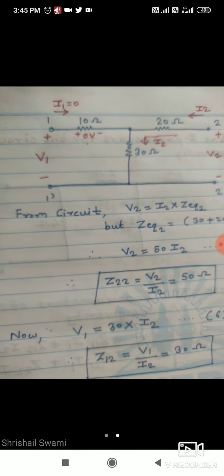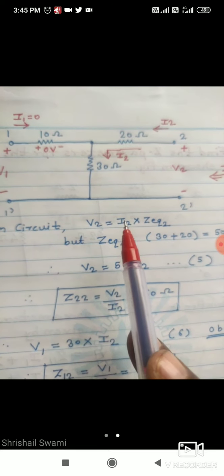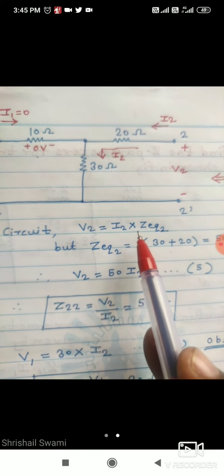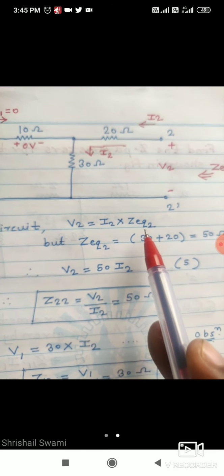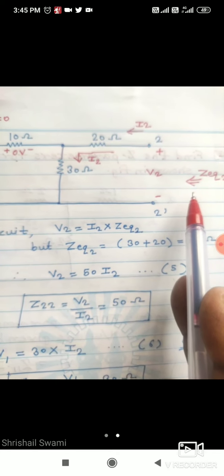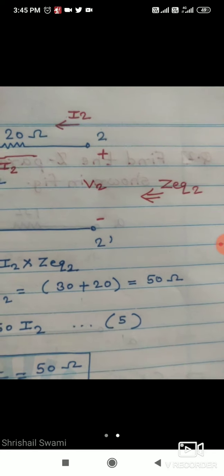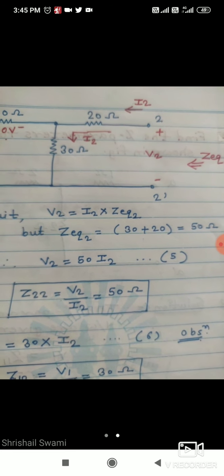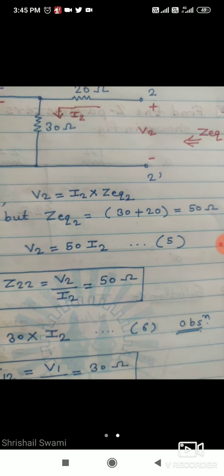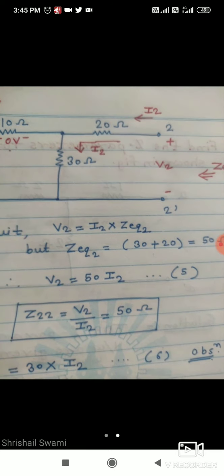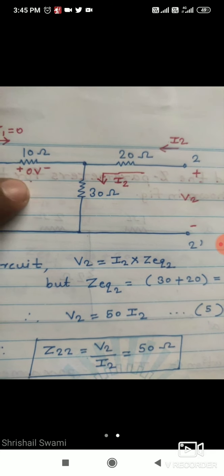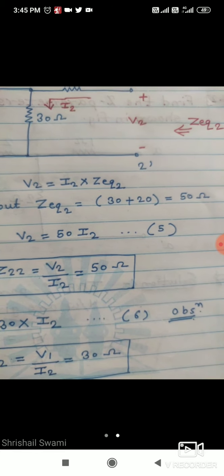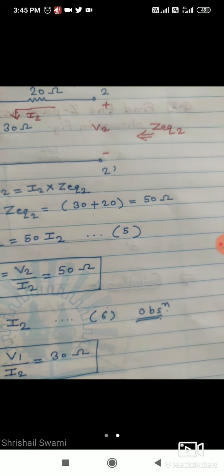Okay. So now from the circuit, V2 is equal to total current I2 into Z equivalent 2. This is according to Ohm's law. Z equivalent 2 is marked here. So according to that, you can find the total impedance observed at the second port. So Z equivalent 2 is equal to 30 plus 20, because the 10 ohm you don't consider, because no current is flowing through the 10 ohm. So Z equivalent 2 is 30 plus 20, that is 50 ohm.